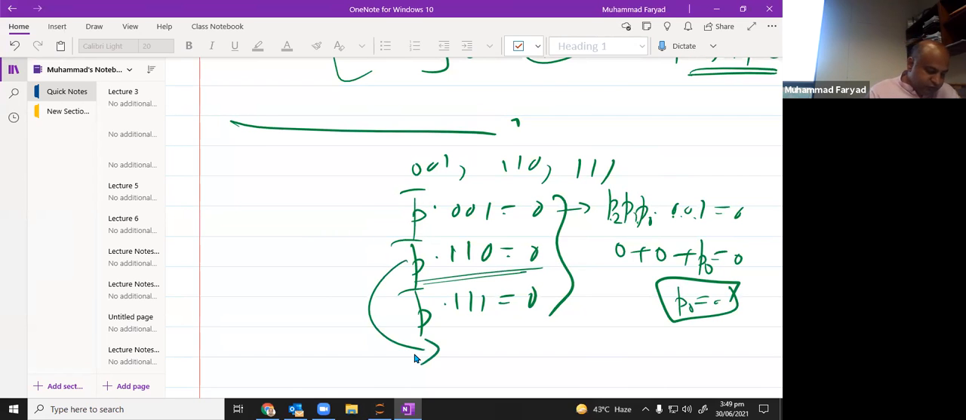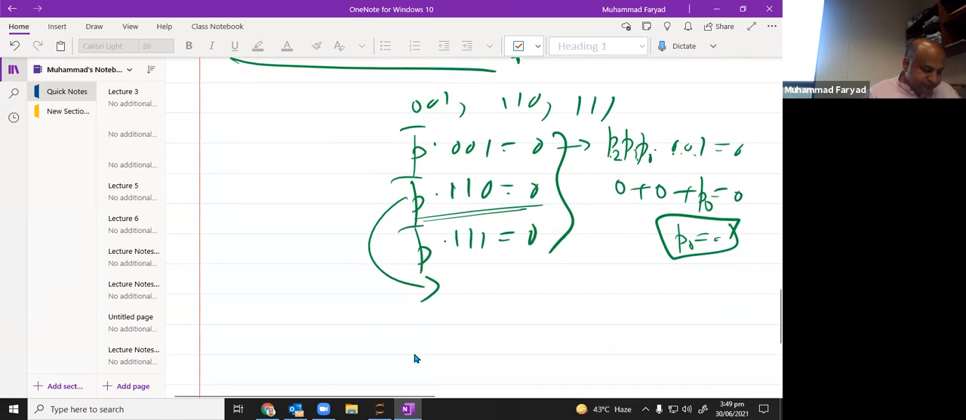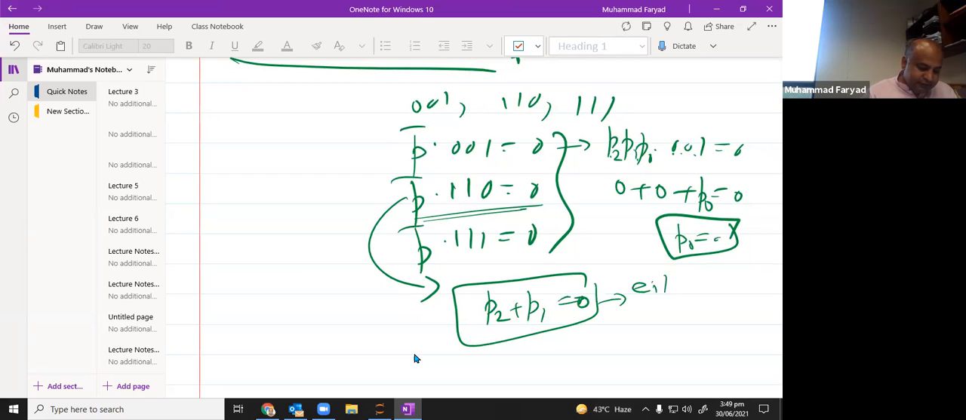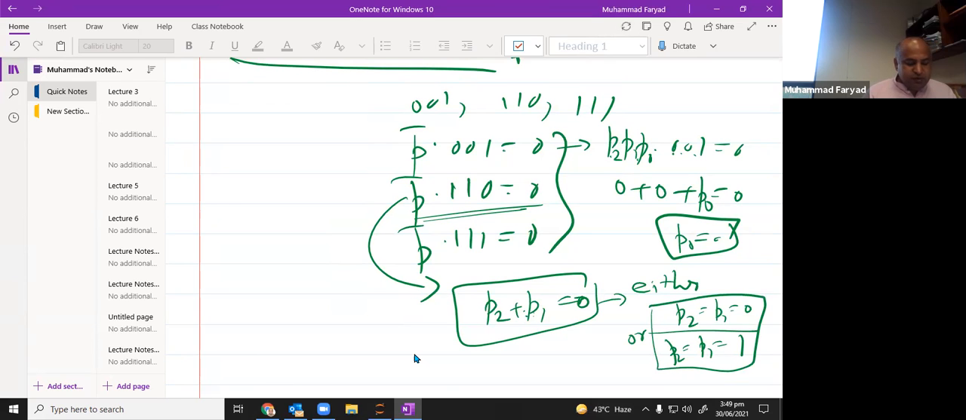This gives us that P2 plus P1 is equal to 0. So this means that either P2 is equal to P1 is equal to 0, or P2 is equal to P1 is equal to 1. Because if they're both 1, then 1 plus 1 is 2, which modulo 2 is 0. Or if they're both 0, then 0 plus 0 is 0. So we now have a possibility that P2, P1 are 1. But let's check from the second one.